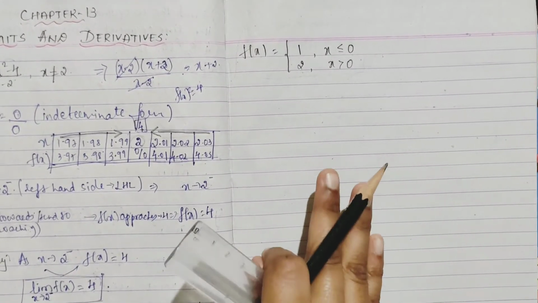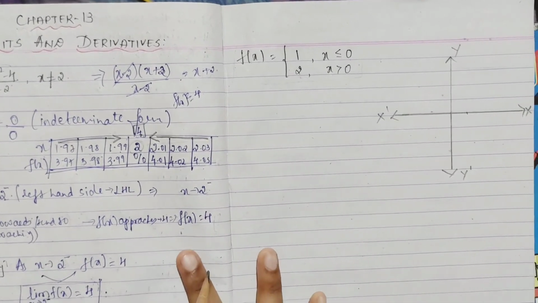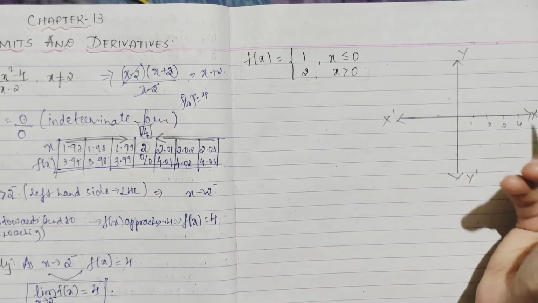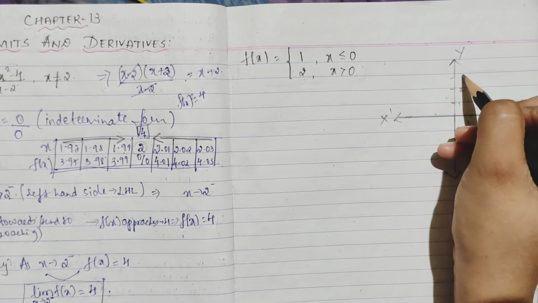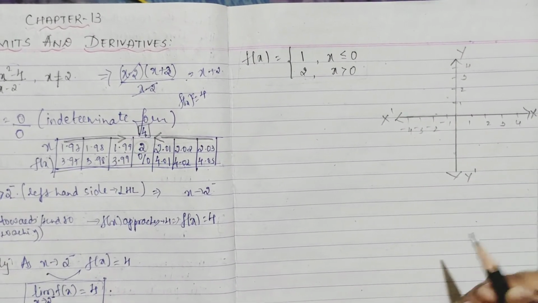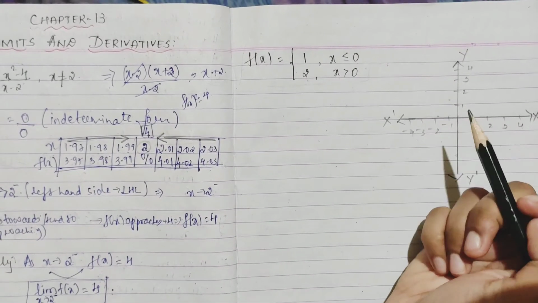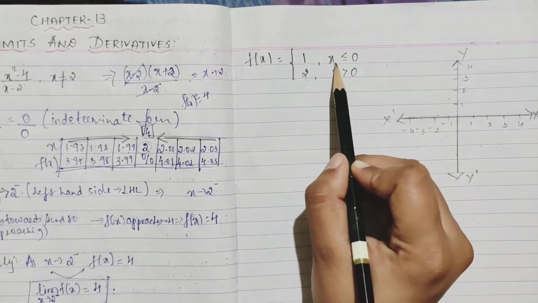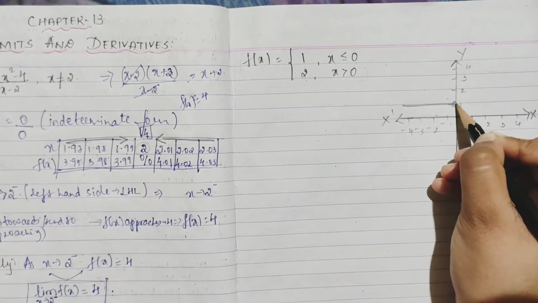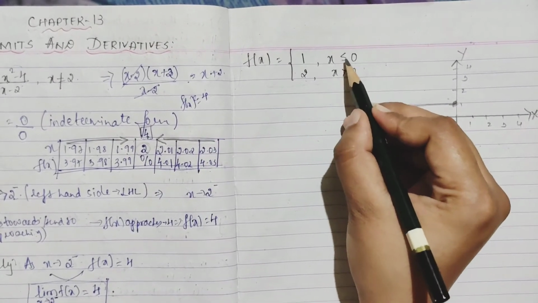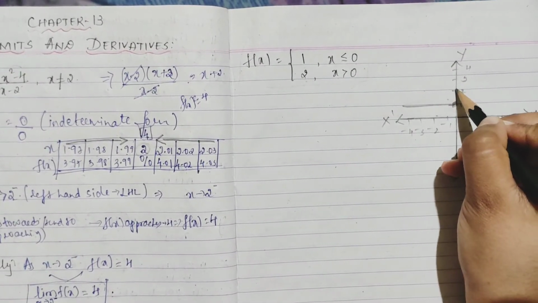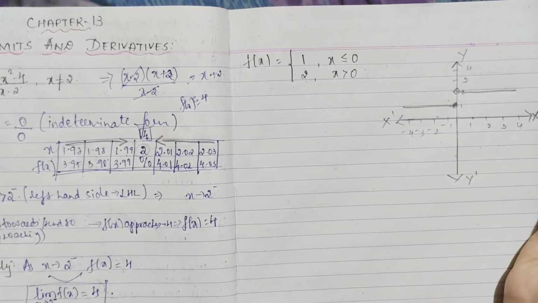We'll draw it in a graph and show you. Here it is 1, 2, 3, 4, and minus 1, minus 2, minus 3, minus 4. Now f of x is 1 when x is less than or equal to 0, so it comes here. I can draw a line like this with a filled point at 0, because it says less than or equal to at that point. And it is 2 when x is greater than 0.